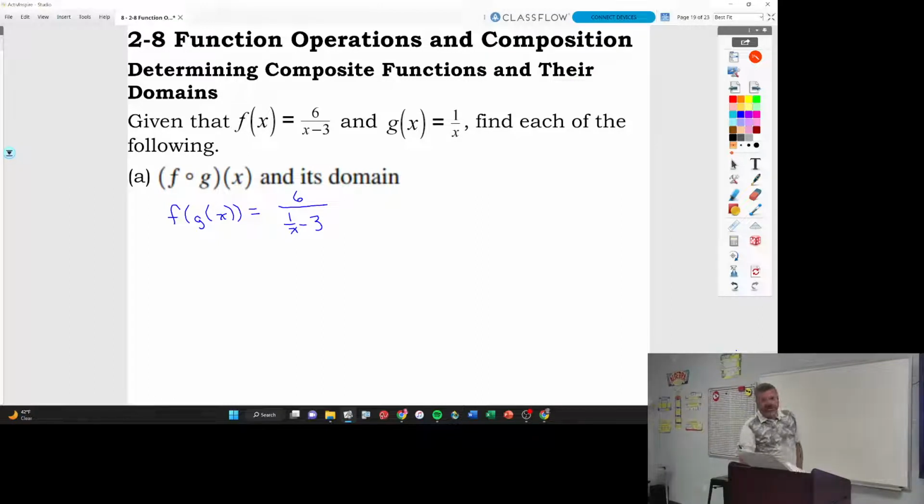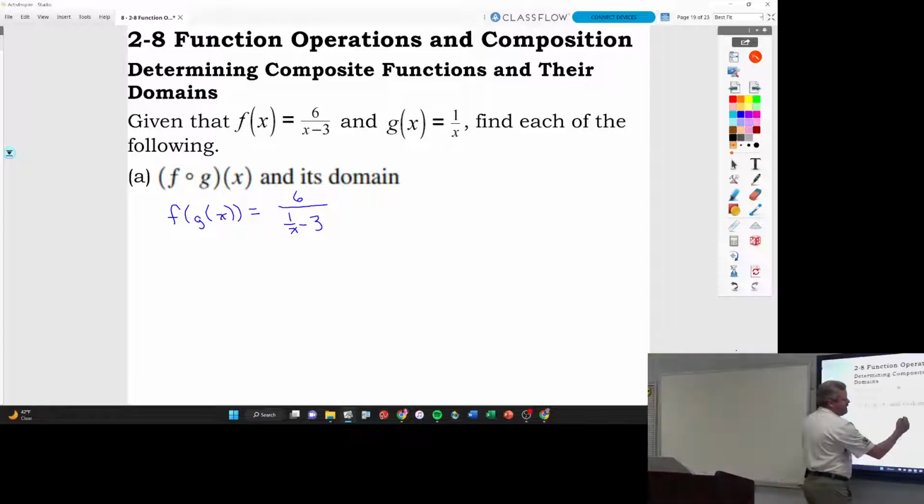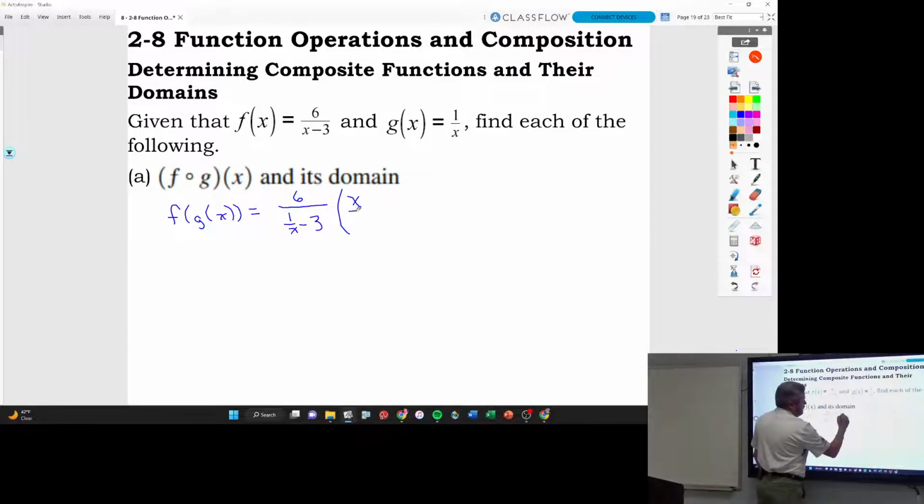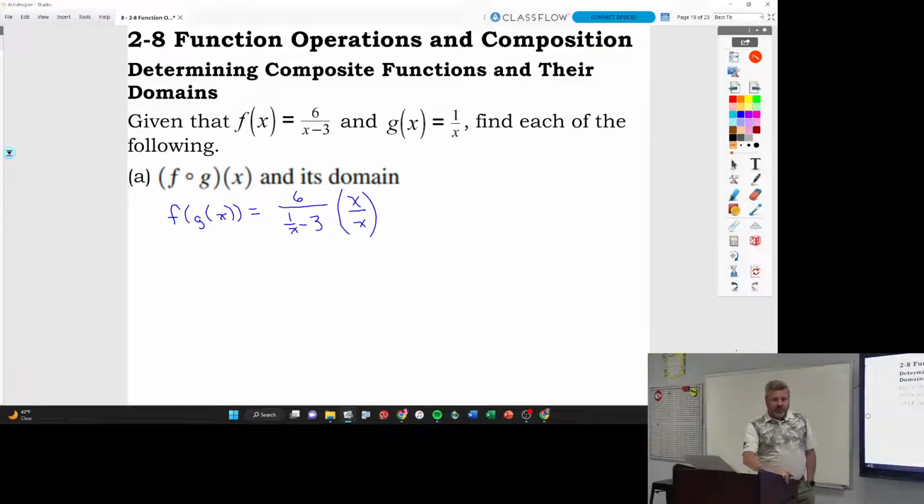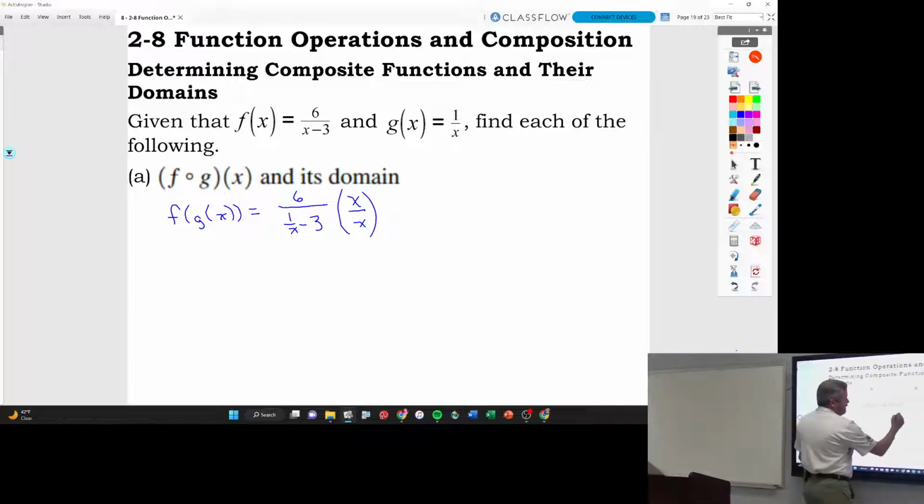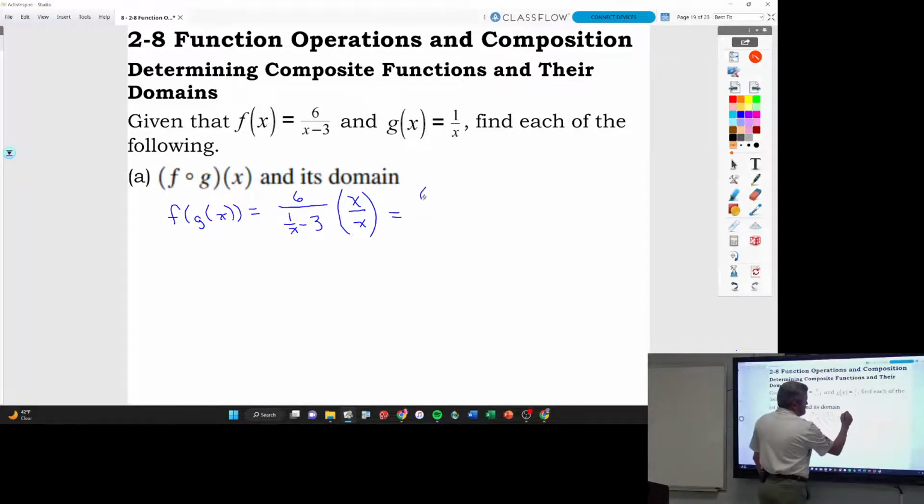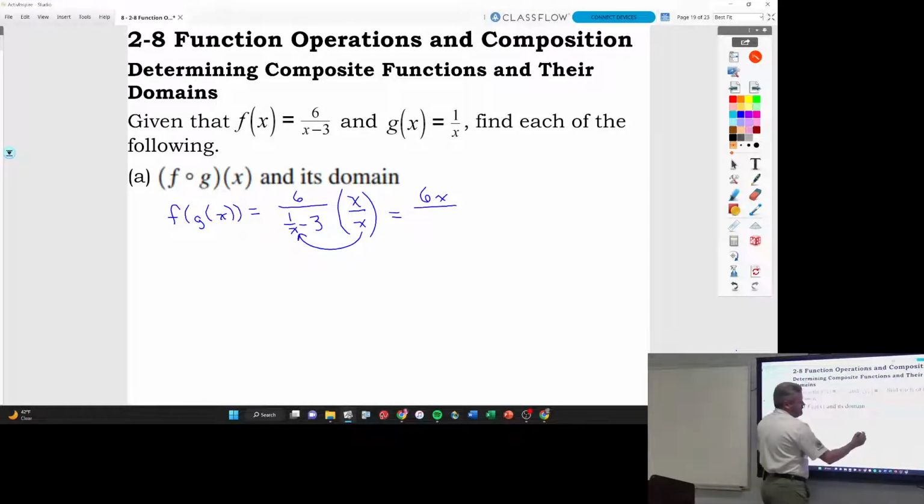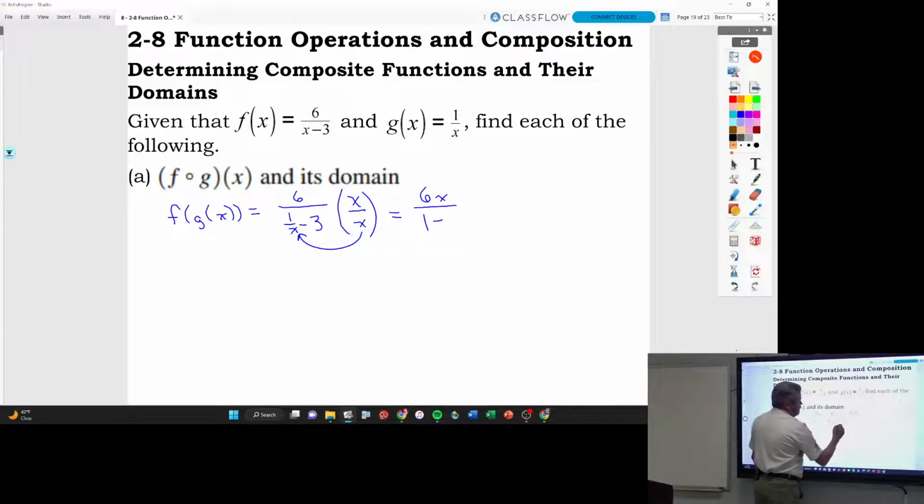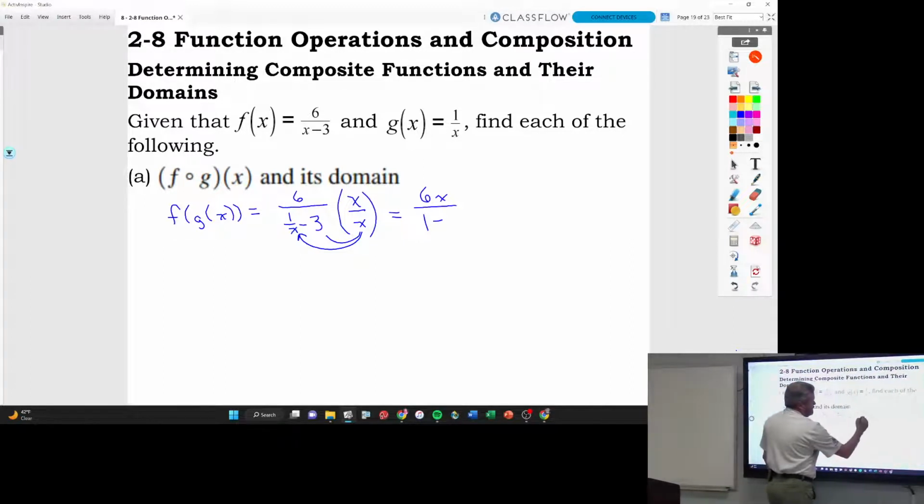Just to clean this up a little bit, instead of having a fraction inside of a fraction, I'm going to multiply this by x over x, and I can do that because if you multiply something by 1, it's legal, right? And x divided by x is 1. So my numerator, 6 times x is 6x. And on the bottom, this x is going to be distributed. x times 1 over x is 1, minus x times 3 is 3x.